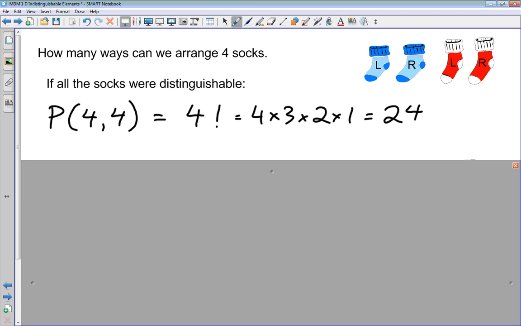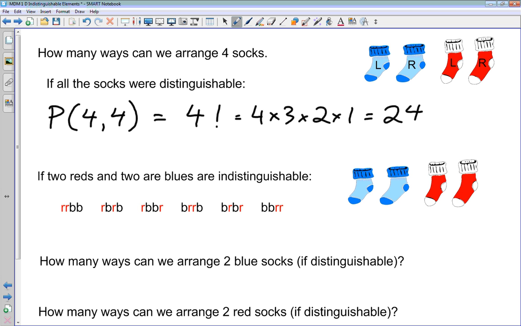Now, what if these socks aren't labeled left and right? We've got 2 reds, 2 blues, and the 2 blues are indistinguishable, and the 2 reds are indistinguishable. How many ways can we arrange them now? Well, we can actually try making all of the possible arrangements. We can go red, red, blue, blue, red, blue, red, blue, red, blue, blue, red, blue, red, red, blue, and so on and so on and so on. And we would see that there are only 6 ways that we can arrange these 4 socks if 2 of them are indistinguishable.